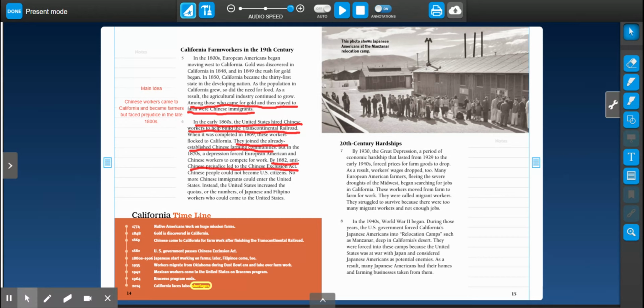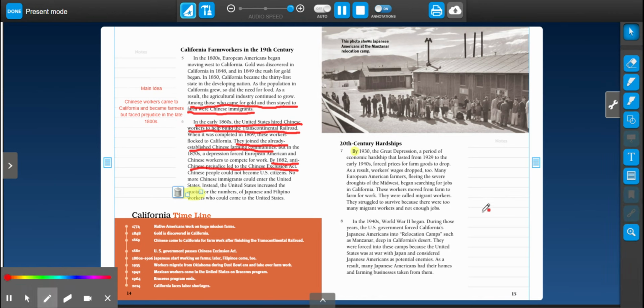All right, so for the main idea for this section, based on my key details, I've come up with: Chinese workers came to California and became farmers, but faced prejudice in the late 1800s. Also, a word that I want to go back to later is this word right here, quotas. I'm not sure what quotas means, so I want to come back to it later. Let's continue reading.